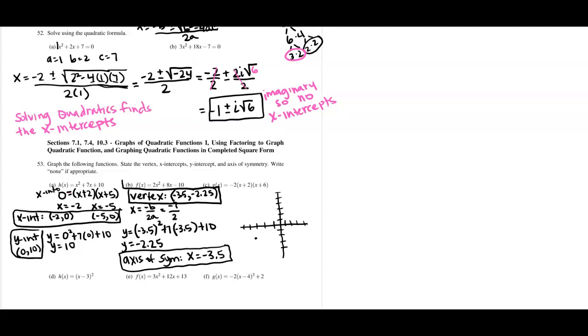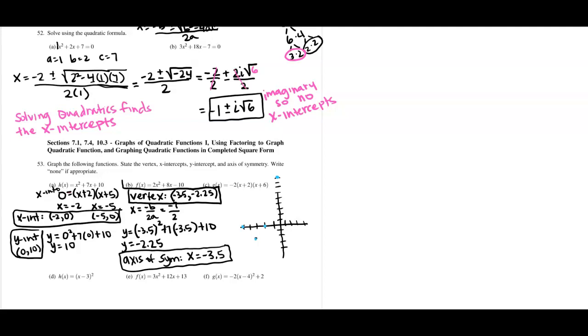And then my x-intercepts are at negative 2. Actually, let me do this in a different color. It's just easier to see. So negative 2, 0, and negative 5, 0. Right. And then my y-intercept, well, I need to go up higher here. All right, see, 1, 2, 3, 4, 5, 6, 7, 8, 9, 10. So it's going to be there.